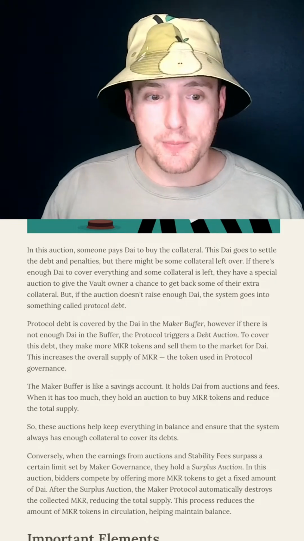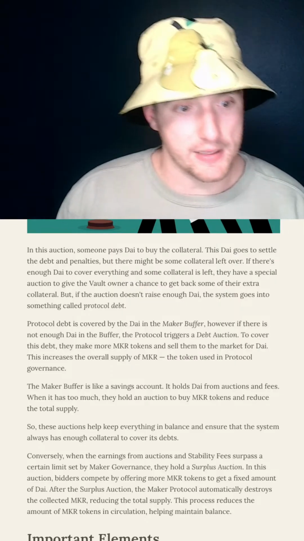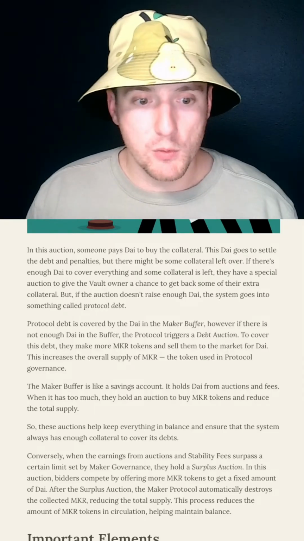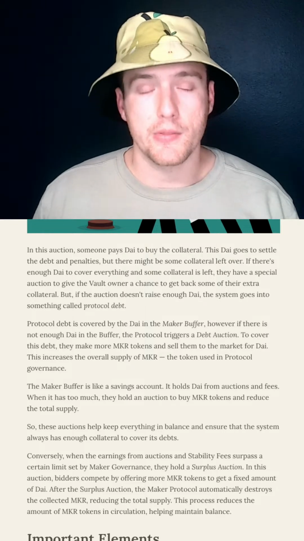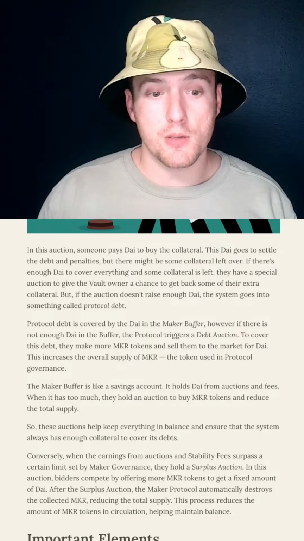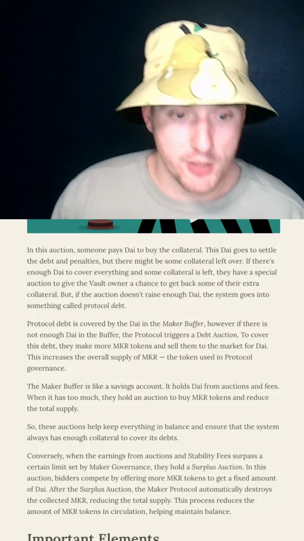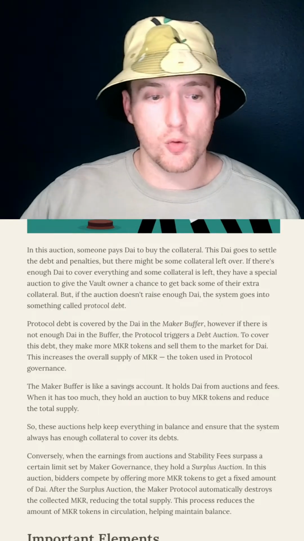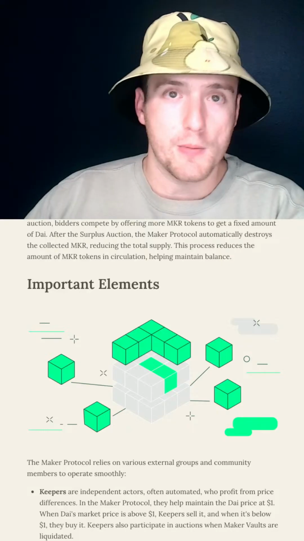So these auctions help to keep everything in balance and ensure that the system always has enough collateral to cover its debts. Conversely, when the earnings from auctions and stability fees surpass a certain limit set by the governance, they hold a surplus auction, where in this auction, bidders compete by offering more Maker tokens to get a fixed amount of DAI. After the surplus auction, the Maker protocol automatically destroys the collected Maker, reducing the total supply. And so this reduces the total amount of Maker in circulation.